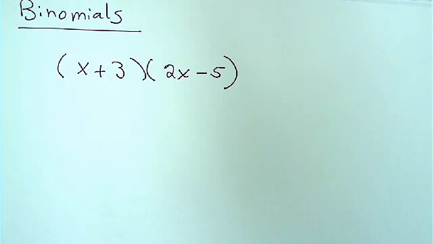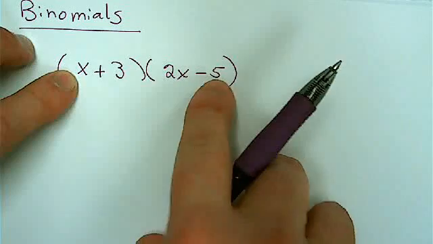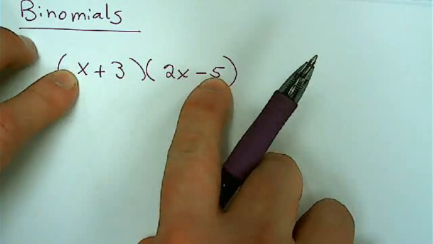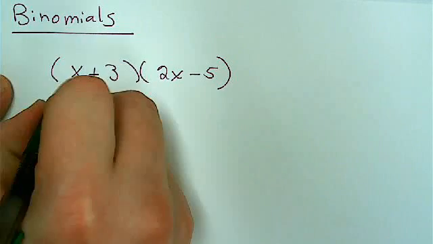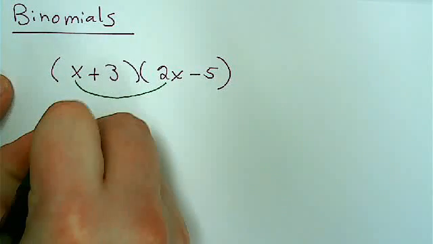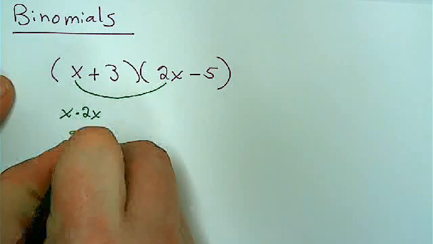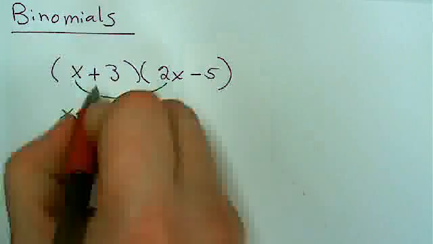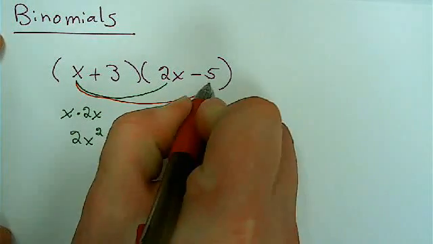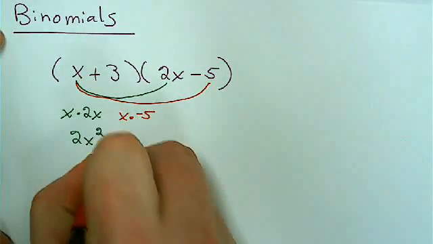The trick to binomials is that every term of the first factor has to be distributed to every term of the second factor in turn. So first we're going to do x times 2x, which simplifies to 2x squared. That's what you said, right? You said that would be part of it. Then we have to do x times the second term, a negative 5, which is minus 5x.